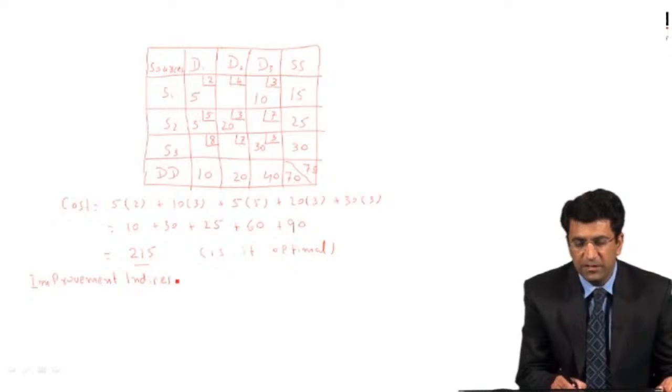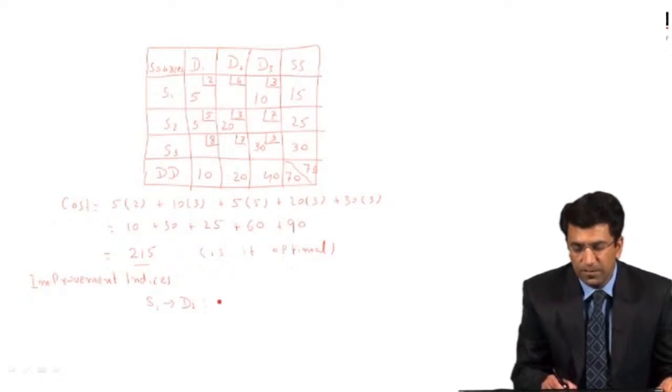For the non-occupied cells, the first non-occupied cell is S1 to D2. Now let's calculate the value for the improvement index. If we add 1 unit here, we'll have to subtract 1 unit here, add here and subtract here. This will be the closed loop for this particular cell.